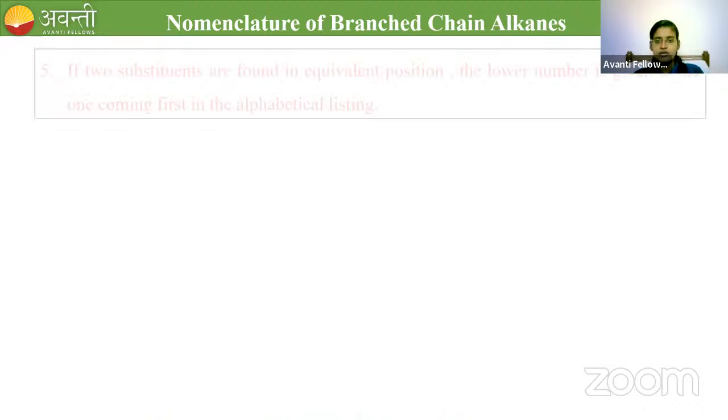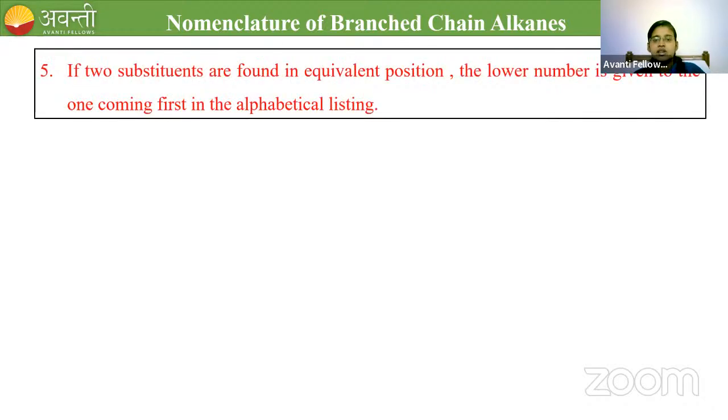So now let's go for rule number 5. Rule number 5 says if two substituents are found in equivalent position, then the lower number is given to the one coming first in the alphabetical listing. Listen.